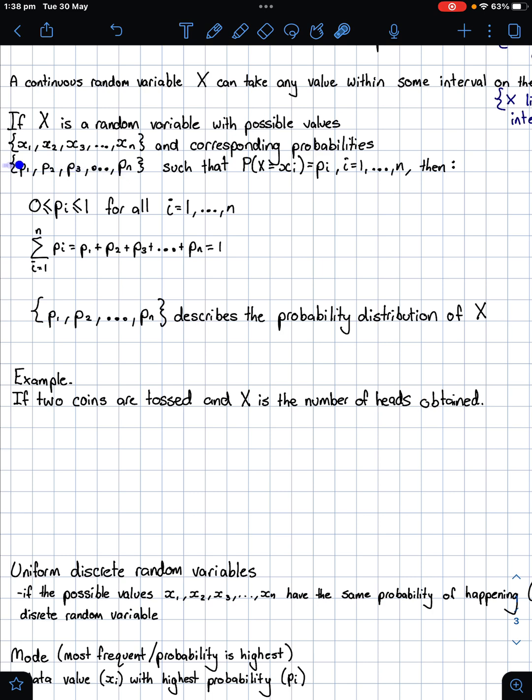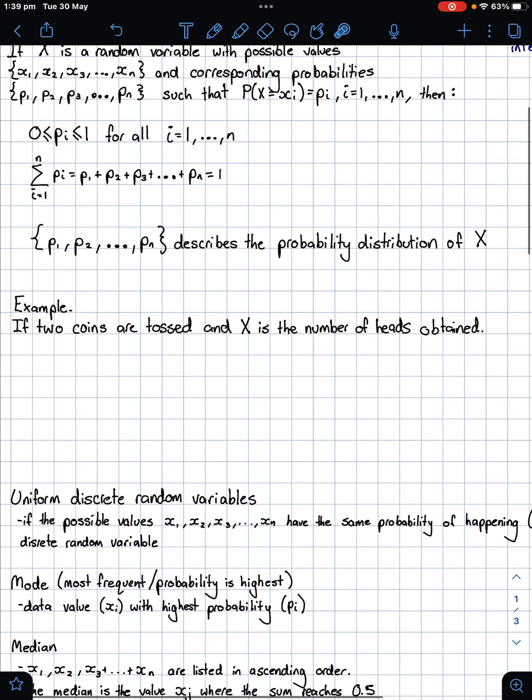We can denote these probabilities in a set, such that the probability of the random variable equaling a certain value, so X equals 1, X equals 2, equals the probability p_i, where i can be from 1 up until the n value.